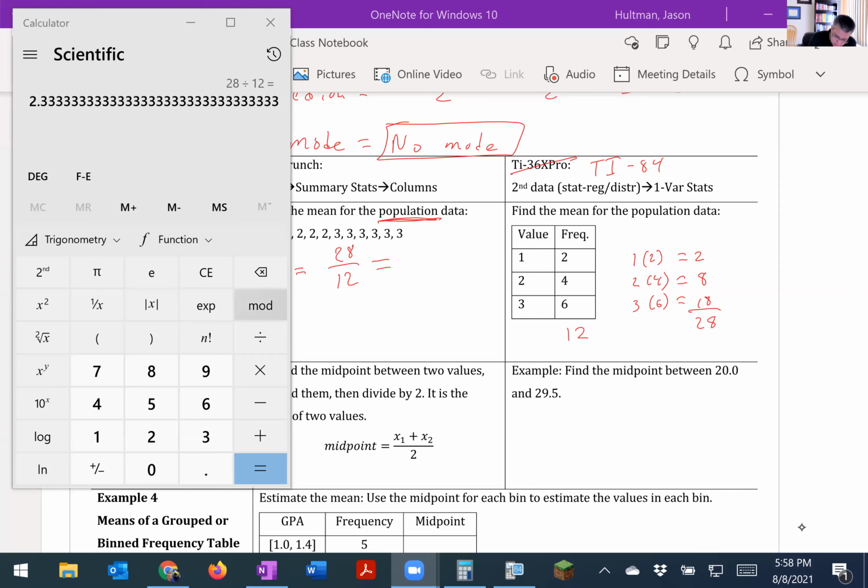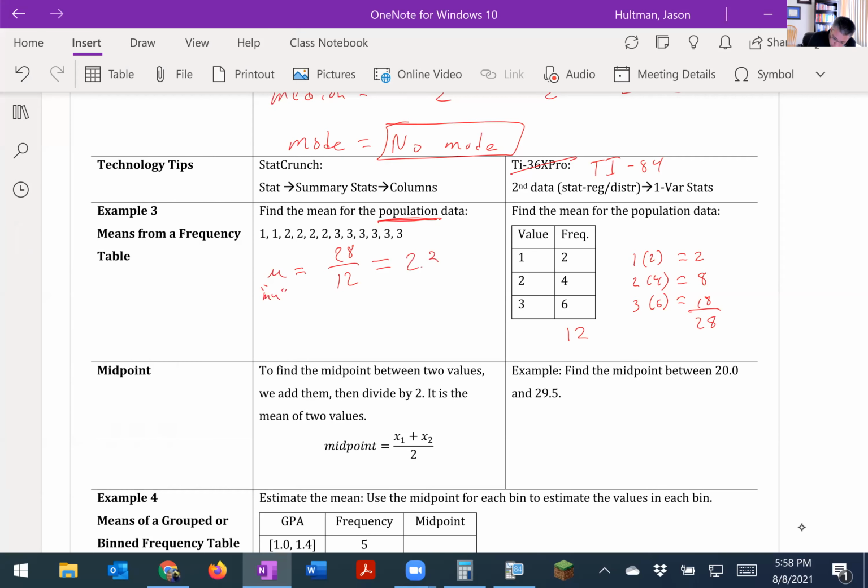So 28 divided by 12 is equal to 2.33. So I'm just going to say that it's approximately 2.3. Okay, so the mean is approximately 2.3. Okay, which should kind of make sense. You know, we don't want a number that's less than 1 or bigger than 3, because all of our data is between 1 and 3. So it kind of makes sense that the mean is around 2, a little bigger than 2, because we had more 3s than we did 1s. Okay, remember, we wanted to keep this thing balanced. So if we did a little dot plot here of 1, 2, and 3, right?